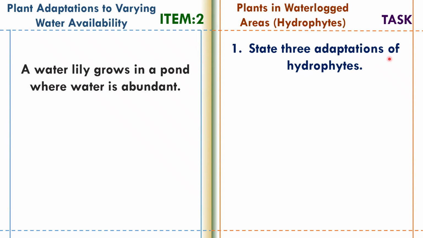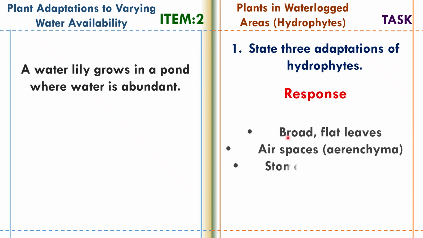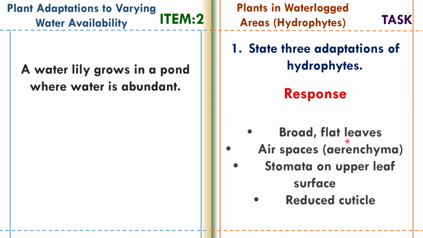State 3 adaptations of hydrophytes. They have broad, flat leaves. They have air spaces, parenchyma. They have stomata on the upper leaf surface, and they have a reduced cuticle.